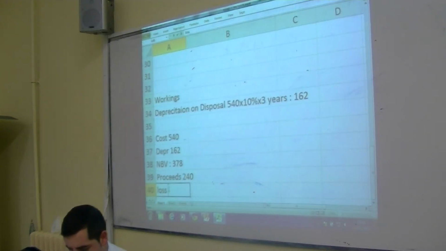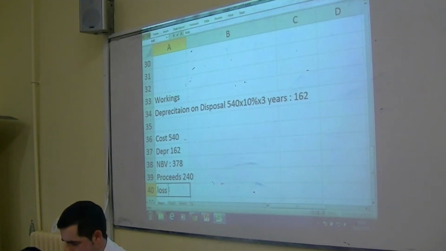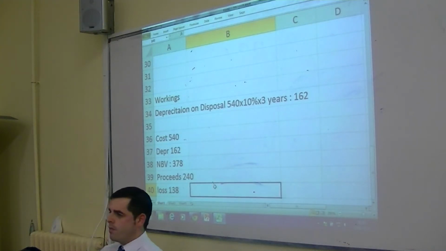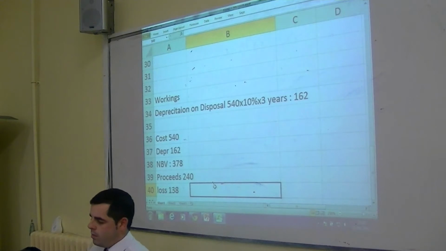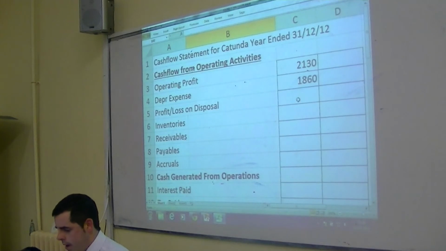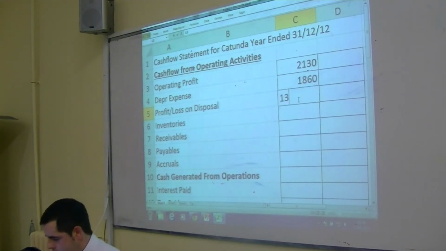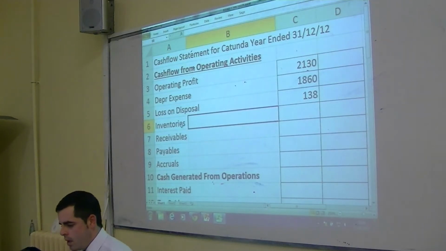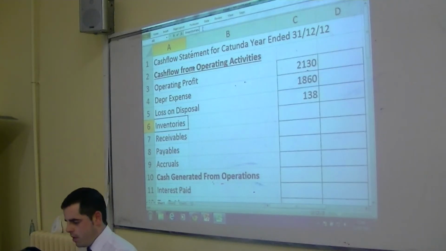So a loss on disposal there of 387, is it? No, it's not. It's 138. So a loss of 138. Is that alright? So that 138 now will go back up to our cash flow. And it's a loss, so we'll be adding it on. Perfect. So that's our non-cash items dealt with.